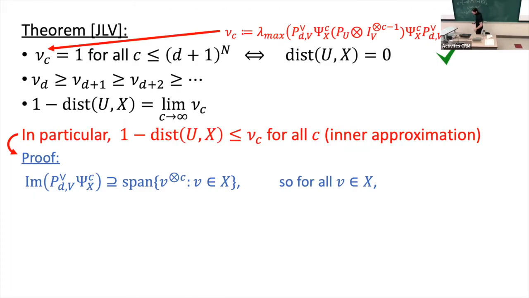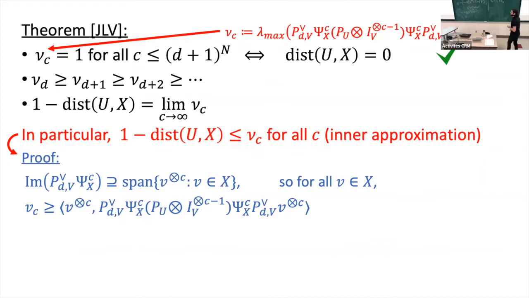Maybe I'll write it: psi xc is very simple. Xc is equal to psi xd tensor the identity on V, tensor C minus D times.